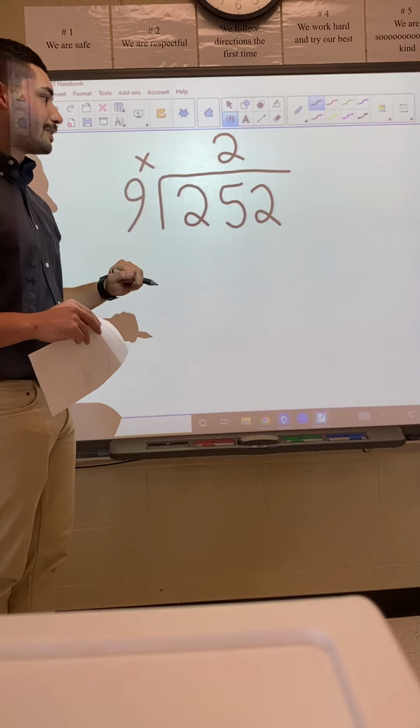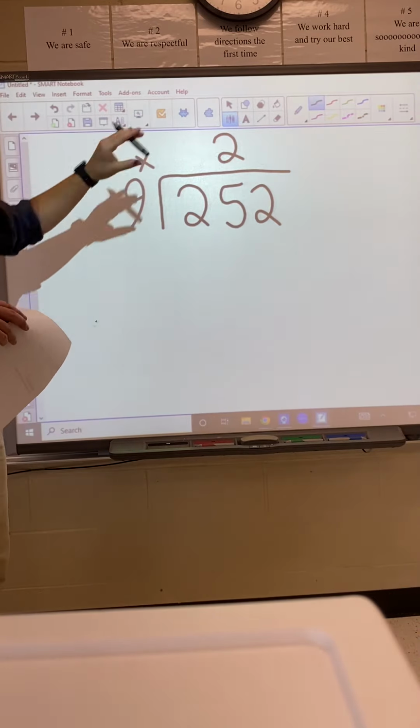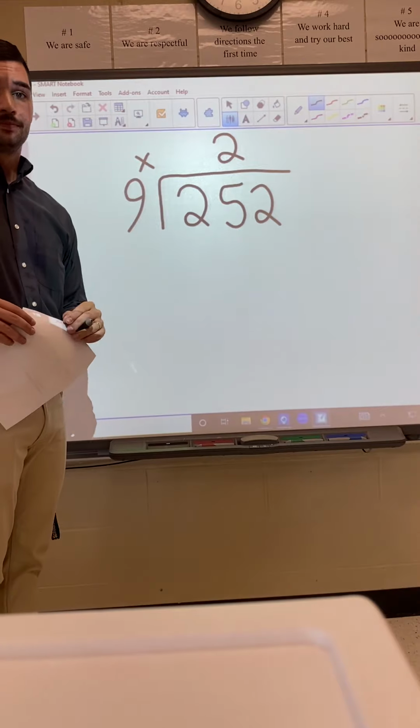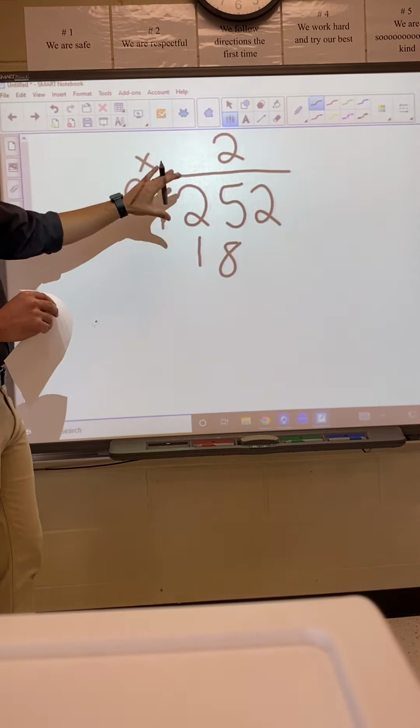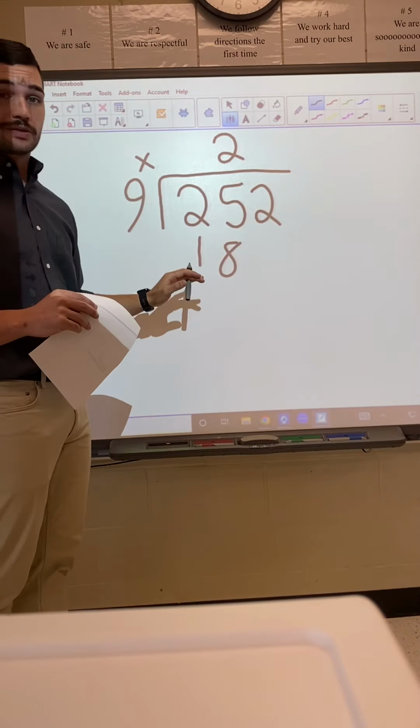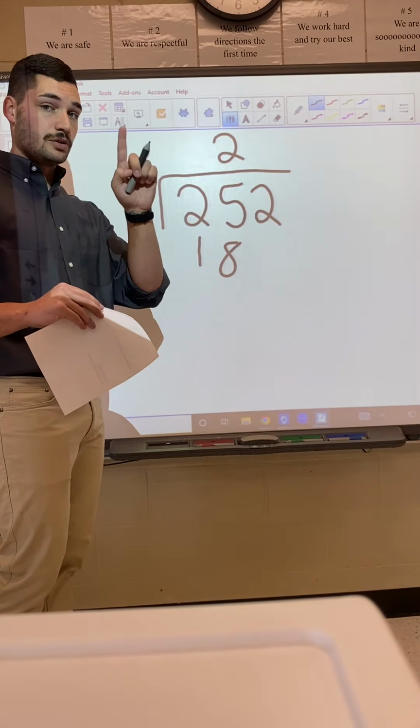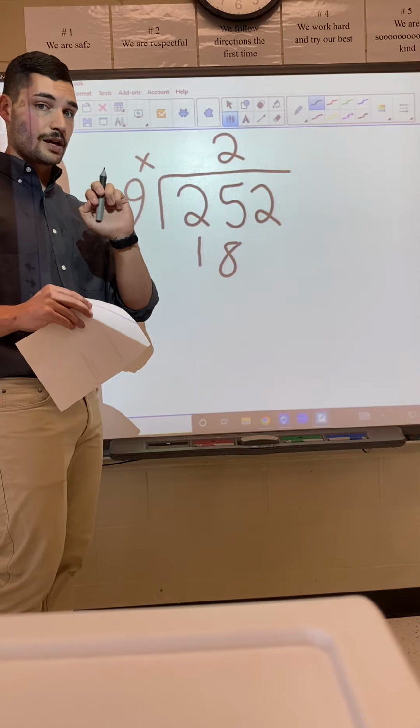Now we can go ahead and do our multiplication step. So now I'm looking at 9 times 2. What would 9 times 2 get us? I agree, it gets us 18. So we've done our division step. How many times does it fit? We've done our multiplication step. Now what's next? So we do division first, multiplication, and then there is subtraction.